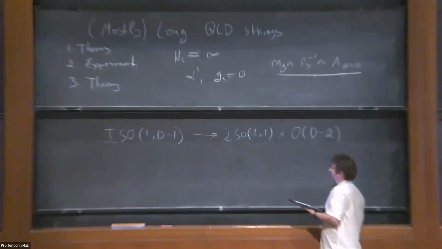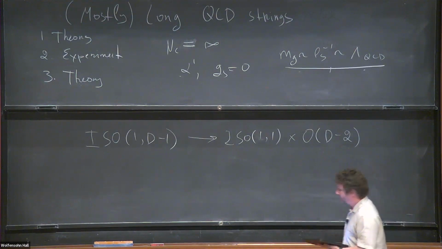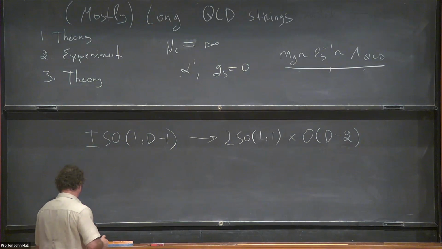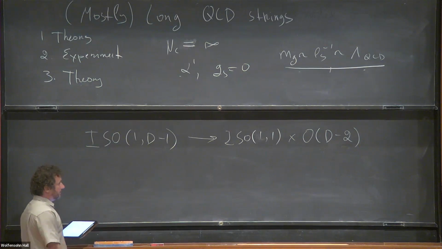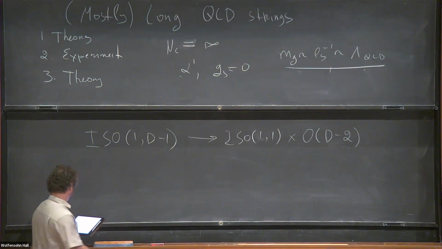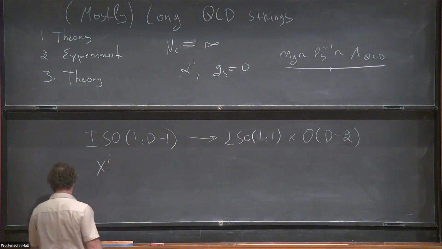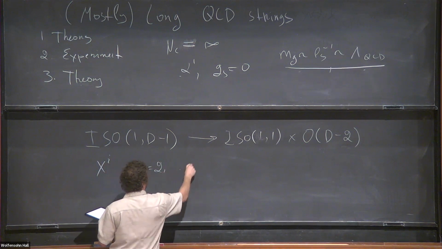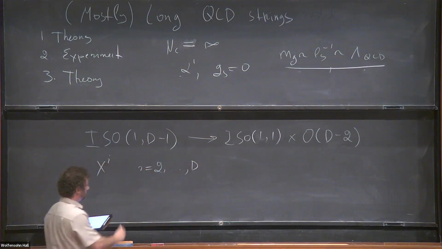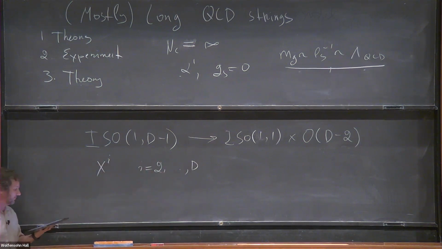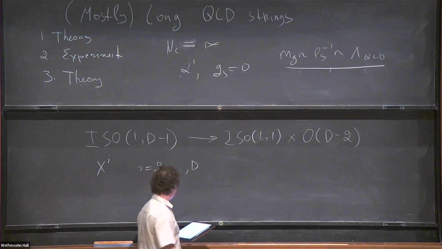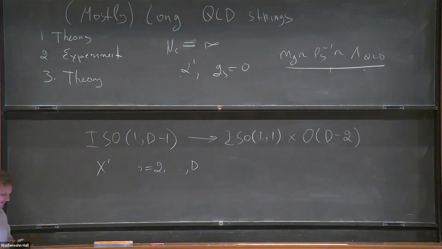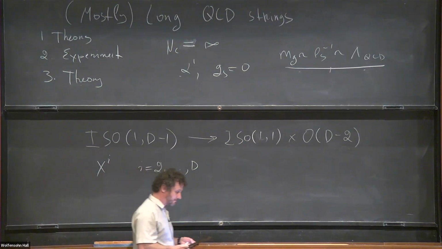And so in this case, we know that the low energy dynamics will be described by the dynamics of Goldstone modes, call them xi^I, where I runs all the way to d. I'm thinking about a string which is stretched in the first direction, and these are just Goldstone modes of spontaneously broken translational symmetry.